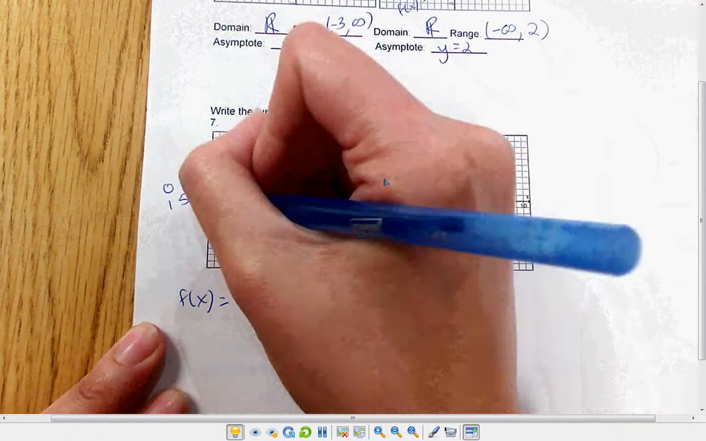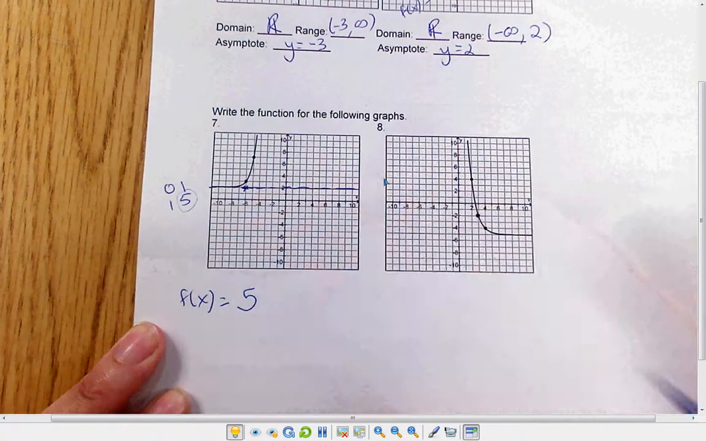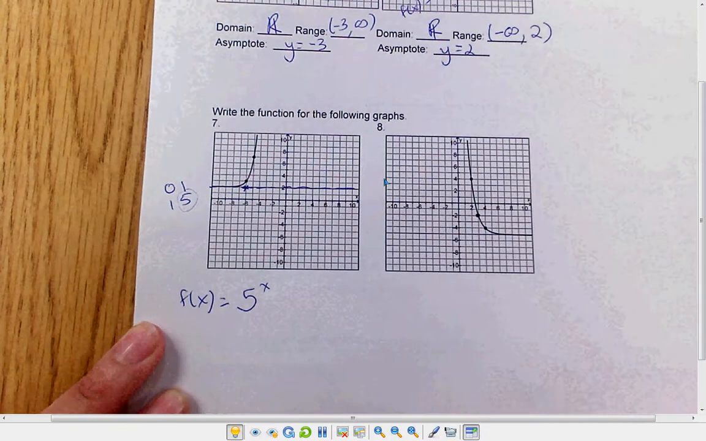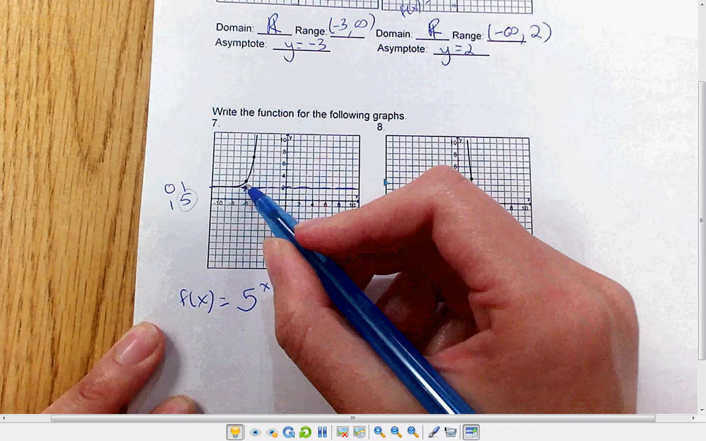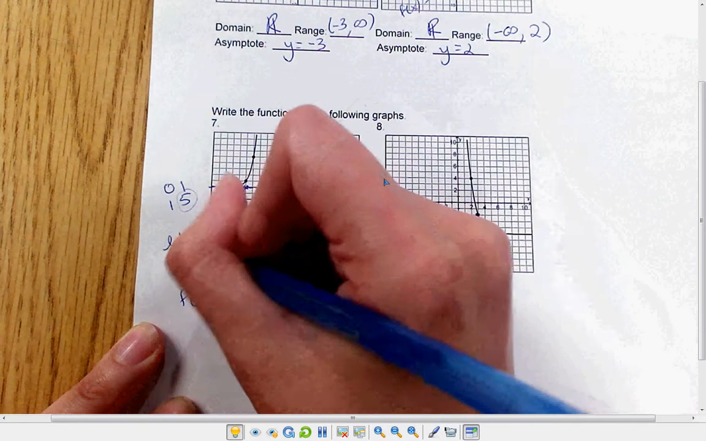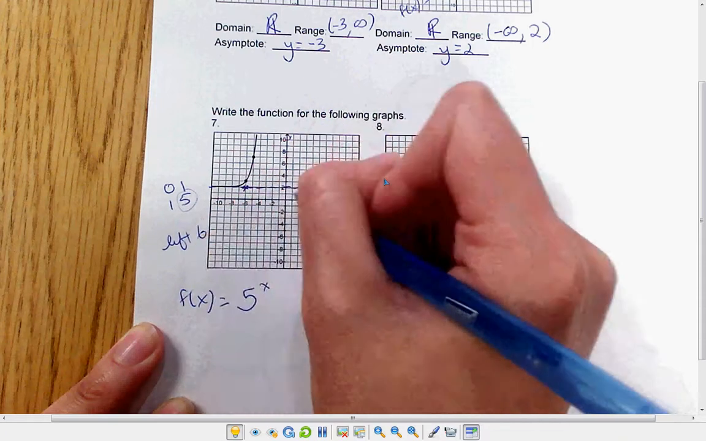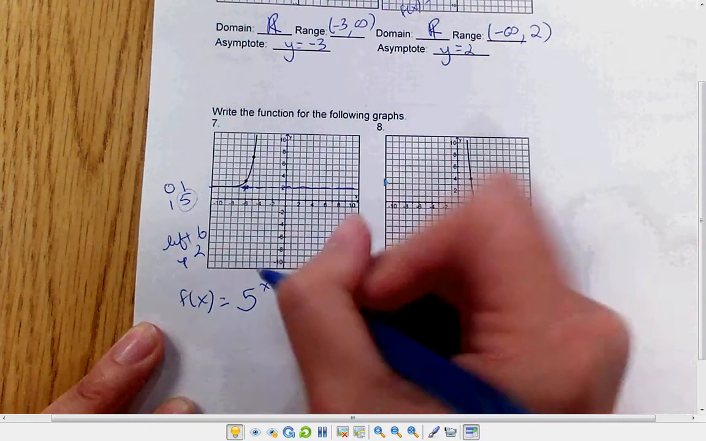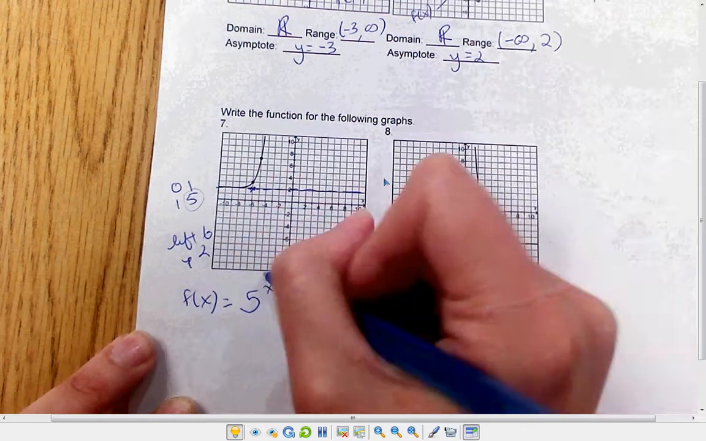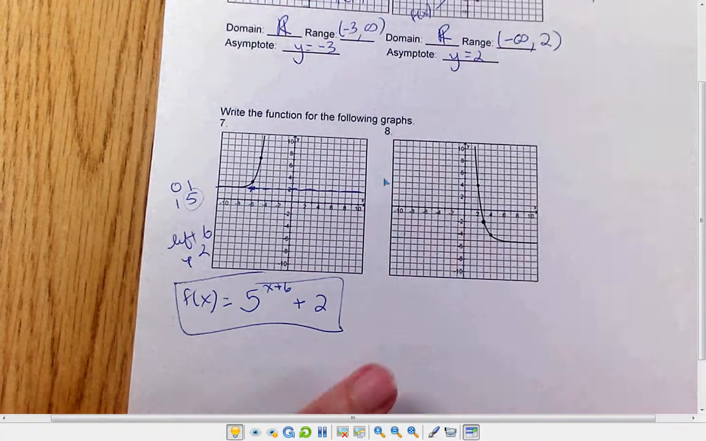This tells me that this value right here is my b. So this is 5 to the something power. And this is the starting point right here, because it's at 0, 1. So really this is moved from my origin left 6, up 2. So if it's left 6, this is going to be plus 6. Up 2 means plus 2. This is my equation.